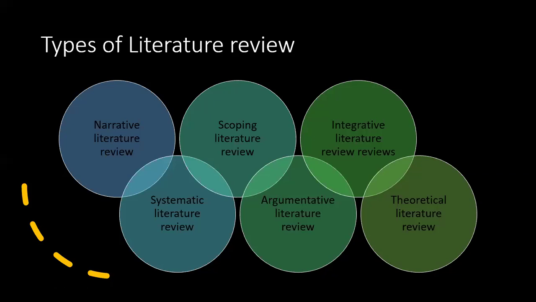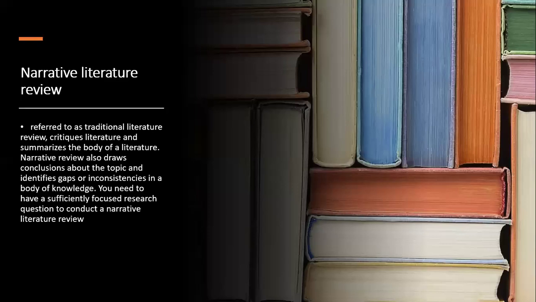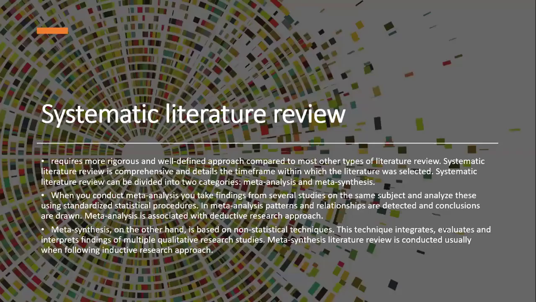So we have types of literature review. Majorly, it has been divided into 6 types. One is narrative, that will be your normal way we will write the literature review. Okay, paragraph-wise literature review, that will be your narrative. One more is systematic literature review, what we are concentrating on in today's session.